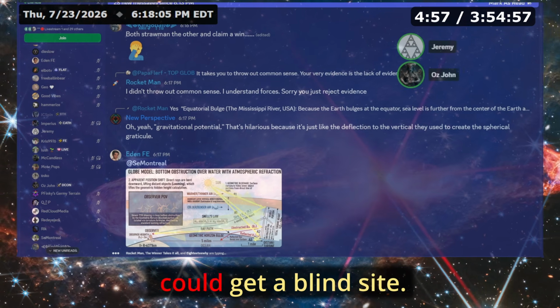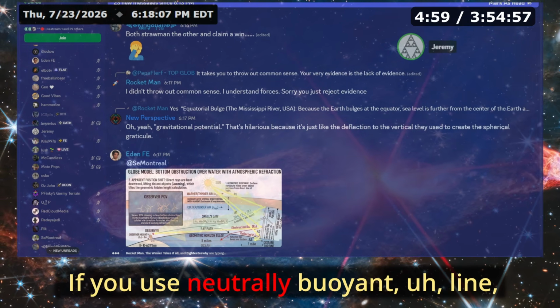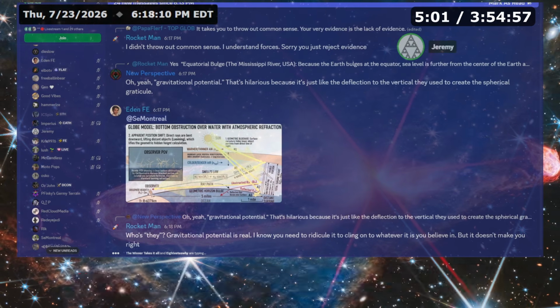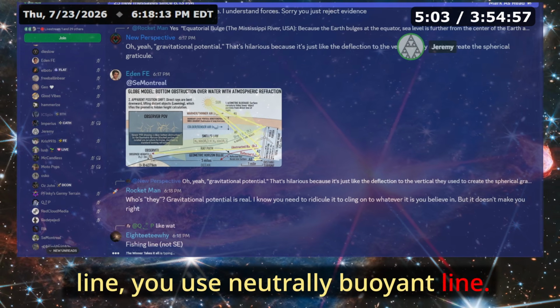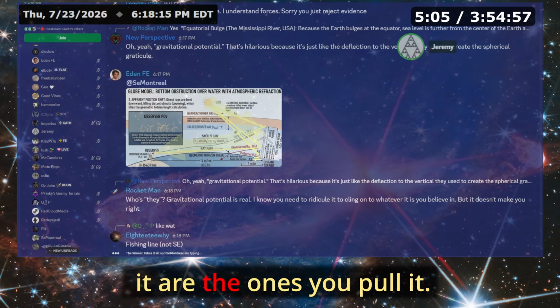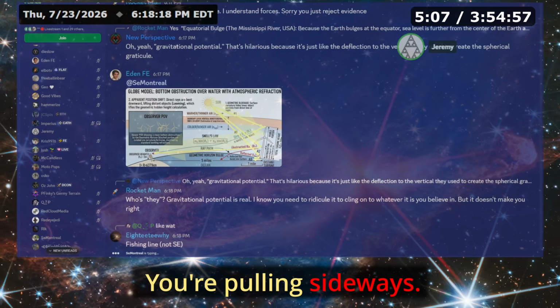But you could get a line tight if you use neutrally buoyant line. The only forces that should be acting on it are the ones you're pulling sideways.